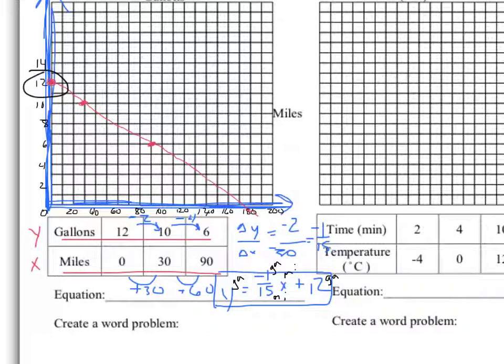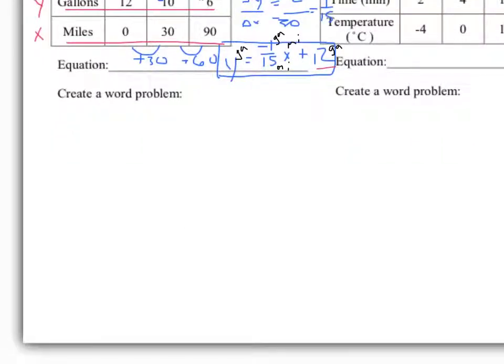Now, what we see here is a relationship between miles and gallons. So we know our rate's going to be 15 miles for every 1 gallon. The question is, we need to find a way to make sure that it is a decreasing rate. So this would make sense in something where we are using gallons of gas. Okay? So we want to write a word problem where we are using gas at a rate of 15 miles per gallon and that we are starting with 12 gallons.